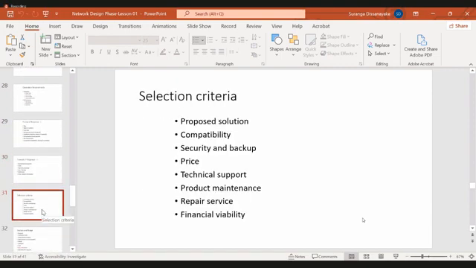Okay, so then selection criteria. If a customer has some issue, they describe the issue in the RFP, and then they publish that. The number of vendors respond based on the RFP, and then it comes to the selection criteria. Based on the selection criteria, it will be categorized under the proposed solution.